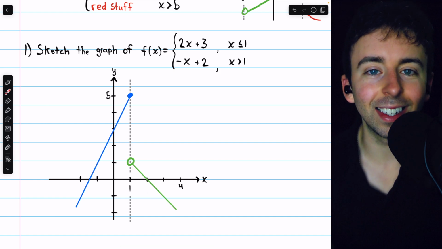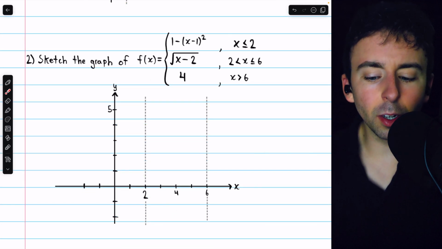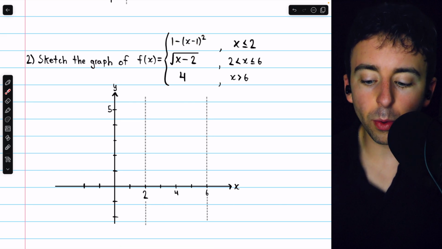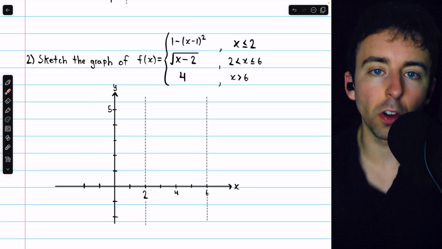Let's move on to a second example. This next example is a little bit harder because we have some more complicated expressions, and we also have 3 different pieces of the domain.